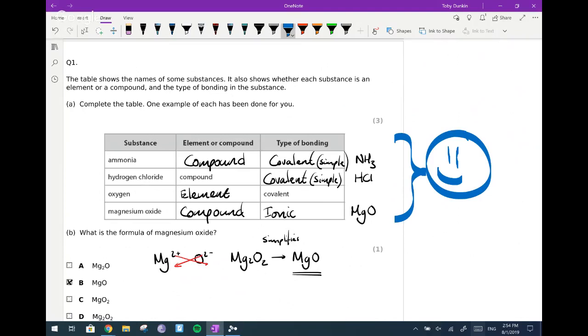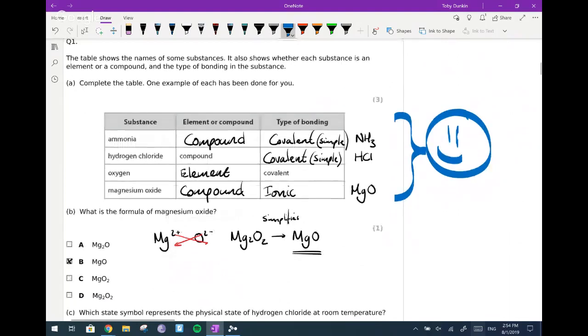Oxygen, we all know this is an element, but it is covalent, found in a pair. Magnesium oxide is a compound, it's ionic. Okay.